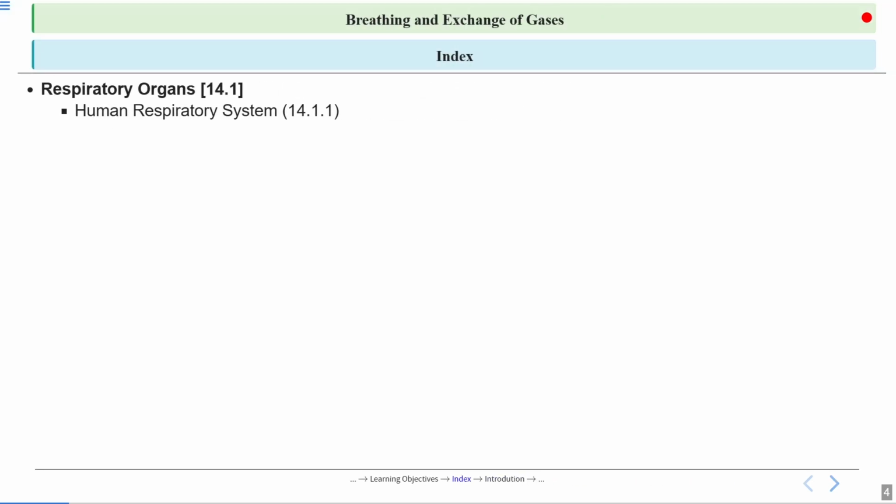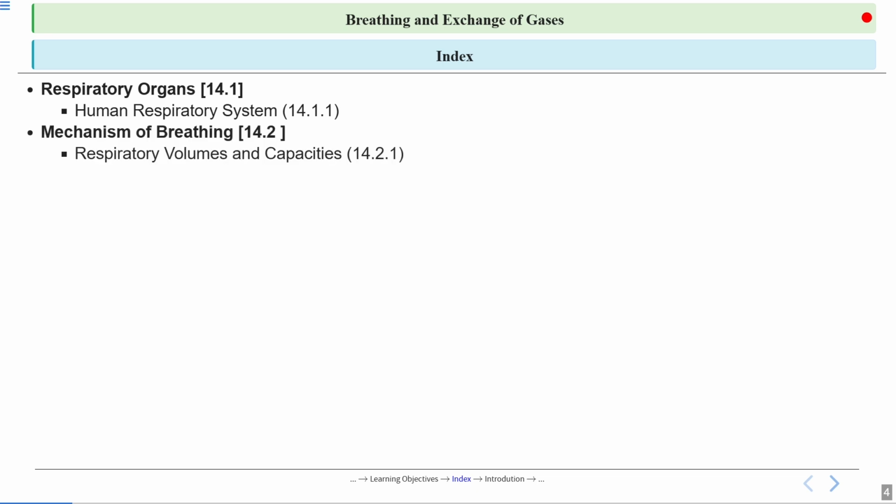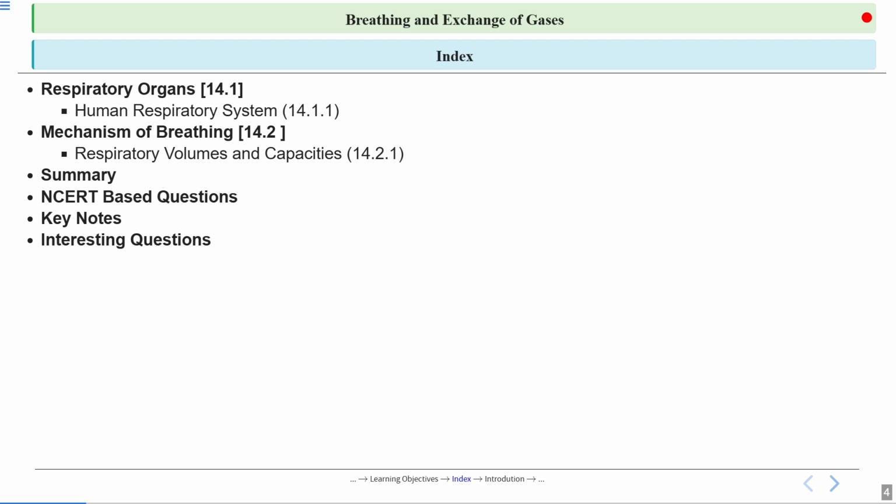So today we'll be talking about the main respiratory organs. Within this we'll be talking about the human respiratory system. We'll also talk about the mechanism of breathing, which is NCERT section 14.2. Within this we'll be talking about respiratory volume and capacities. Then we will summarize this entire lecture. We'll discuss some NCERT-based questions related to these topics. And in the end, there'll be some keynotes that will help you memorize these concepts, and some interesting questions that will enhance your critical thinking ability.